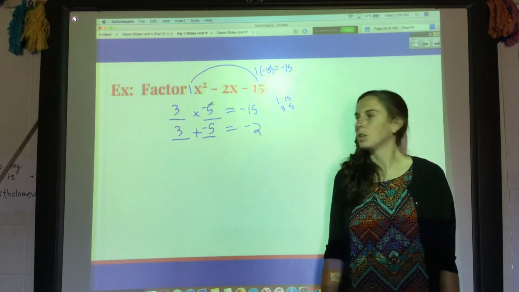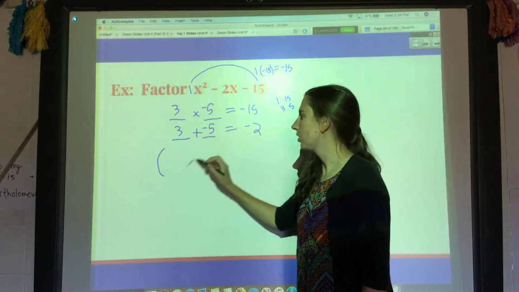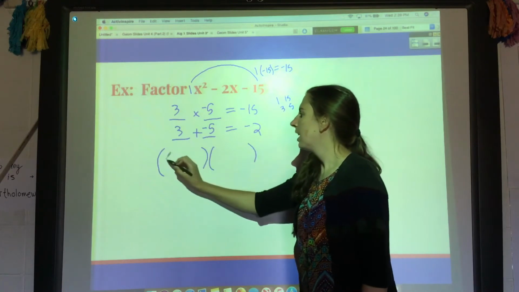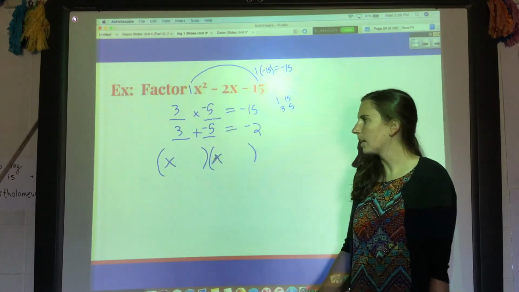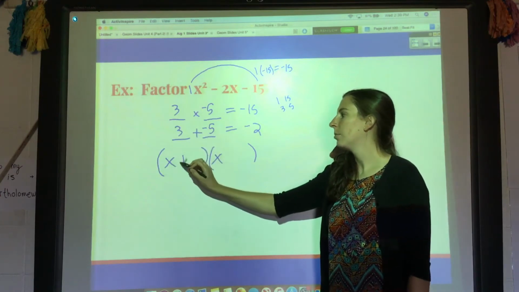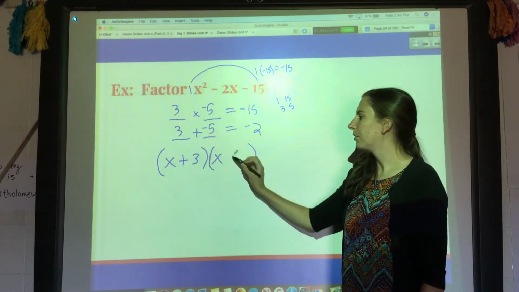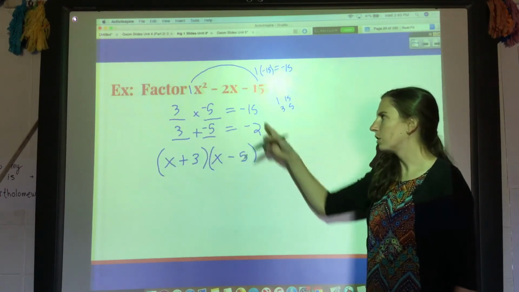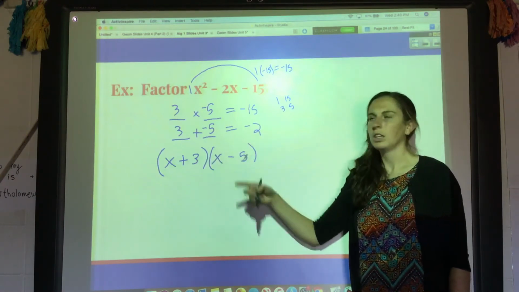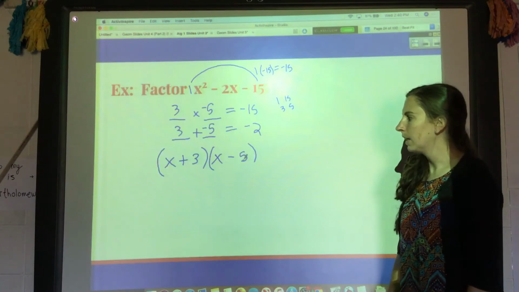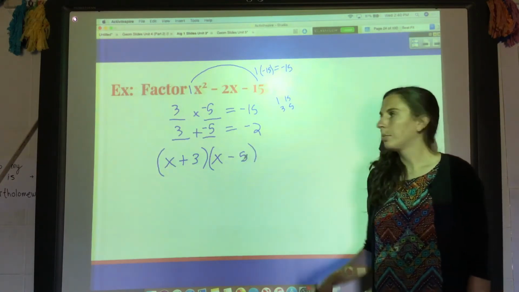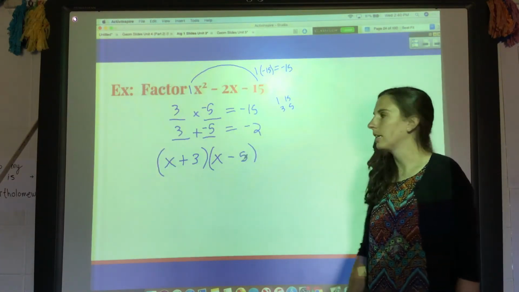Again, just draw out my factors. I'll need an x and an x to get me x squared, and then I'll fill in these two numbers, +3 and -5. Be careful, don't use these two numbers. You want to use the two that you came up with. Again, you can check your work, multiply it out, make sure it does get you back to the original.